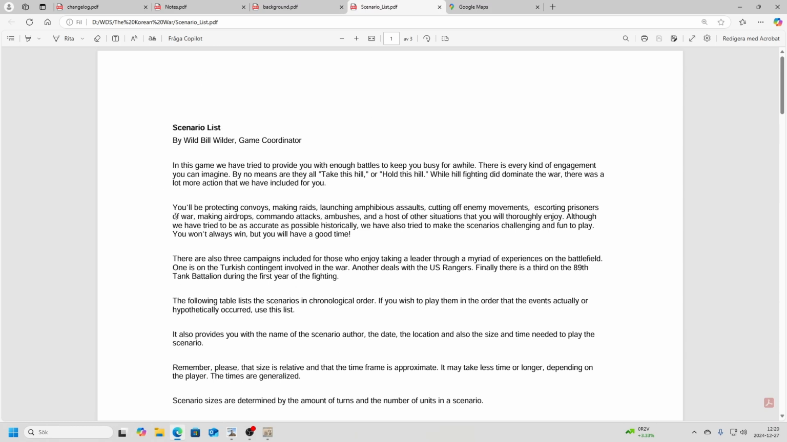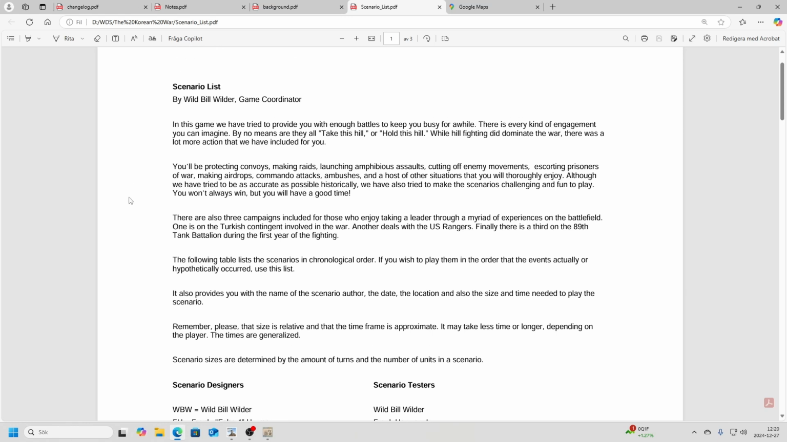it says in the game they provided you with enough battles to keep you busy for a while. There's every kind of engagement you can imagine. By no means are they all take this hill or hold this hill. While hill fighting did dominate the war, there was a lot more action that we have included for you. So there would be protecting convoys, making raids, launching amphibious assaults, cutting off enemy movements, escorting prisoners, making airdrops, commando attacks, ambushes, and a host of other situations that we thoroughly enjoy. So lots of cool stuff there.